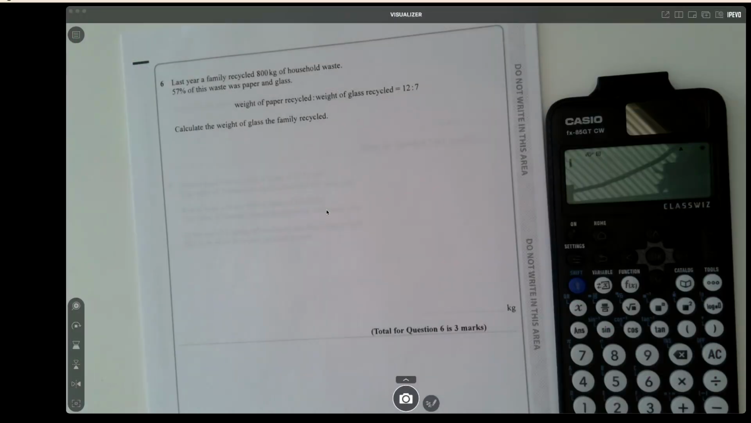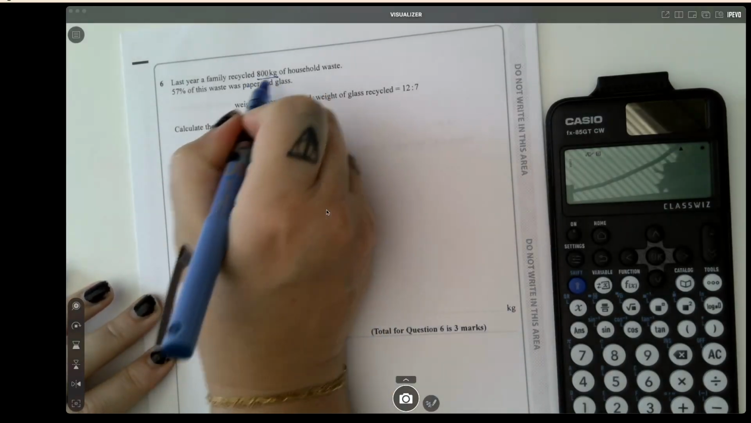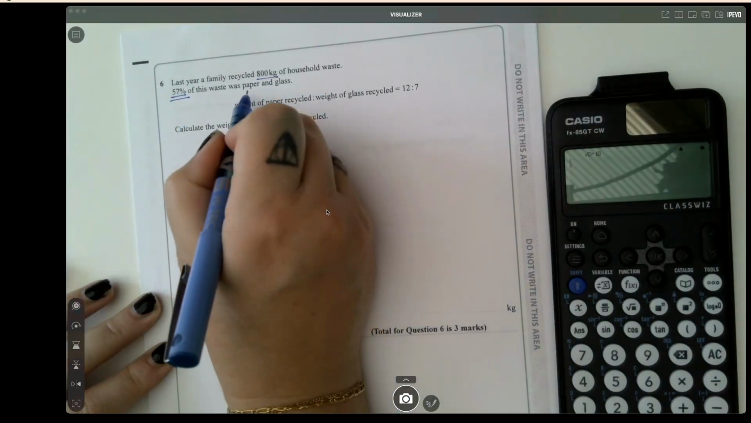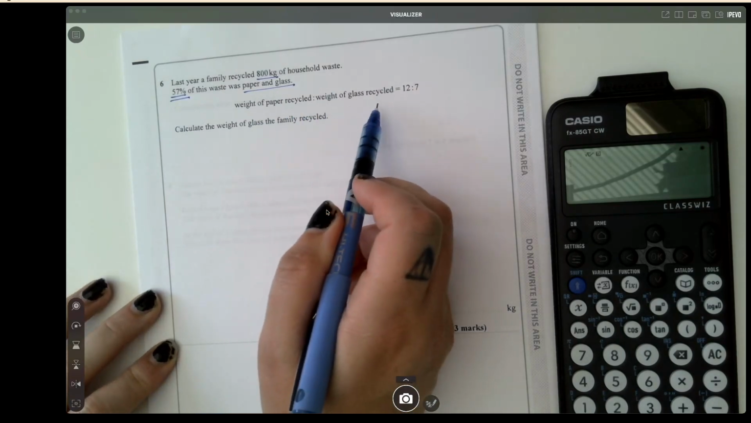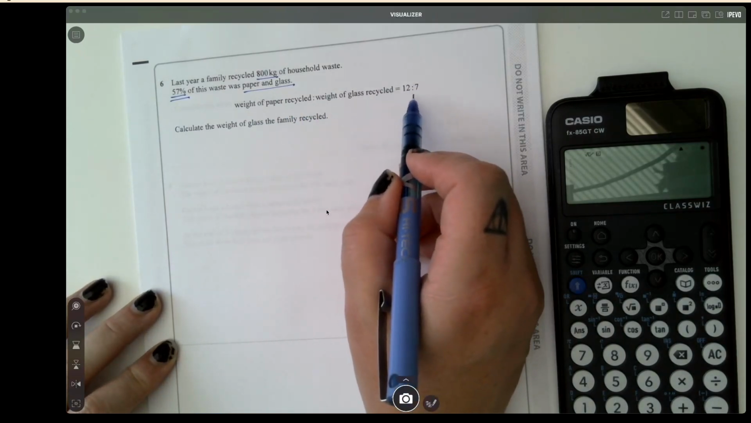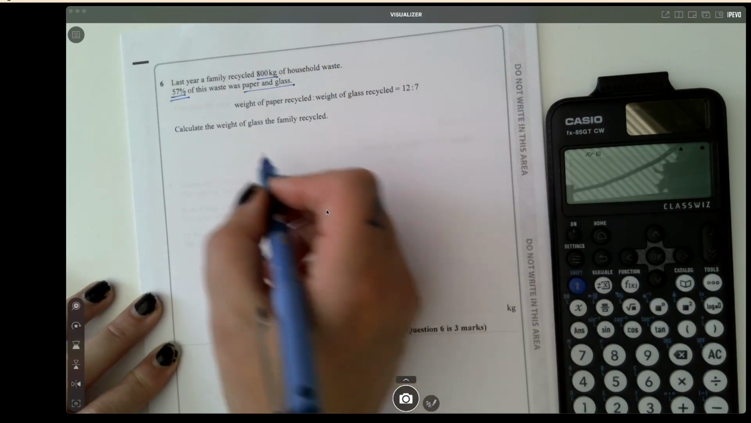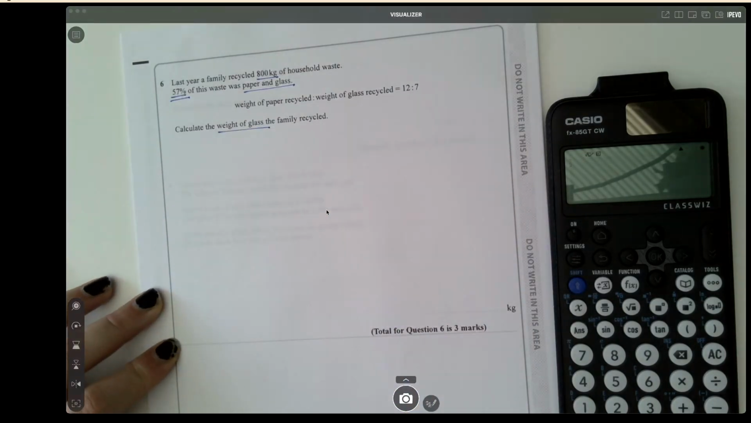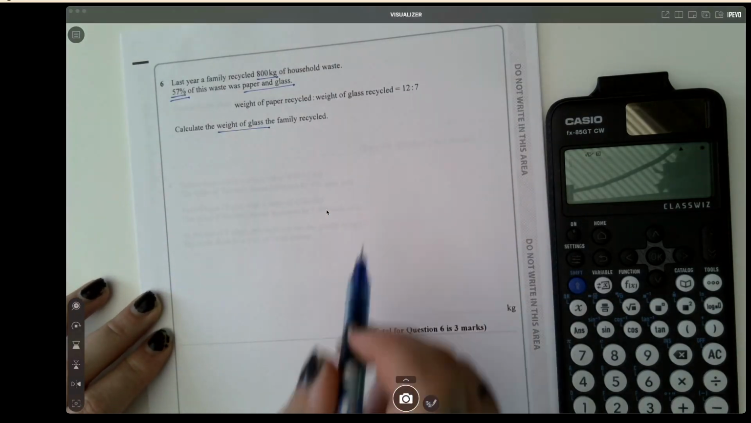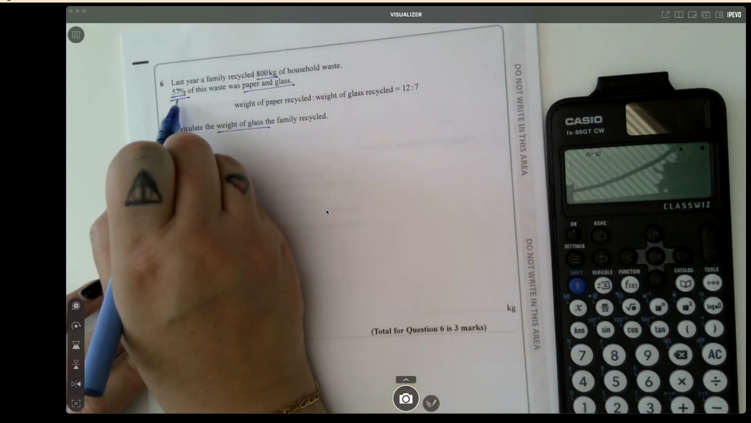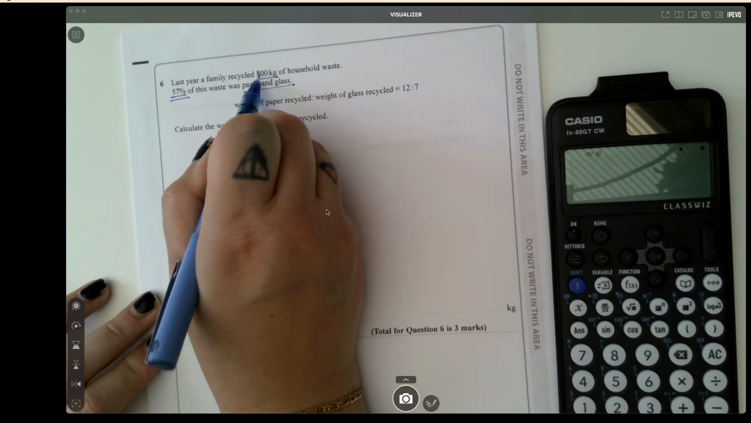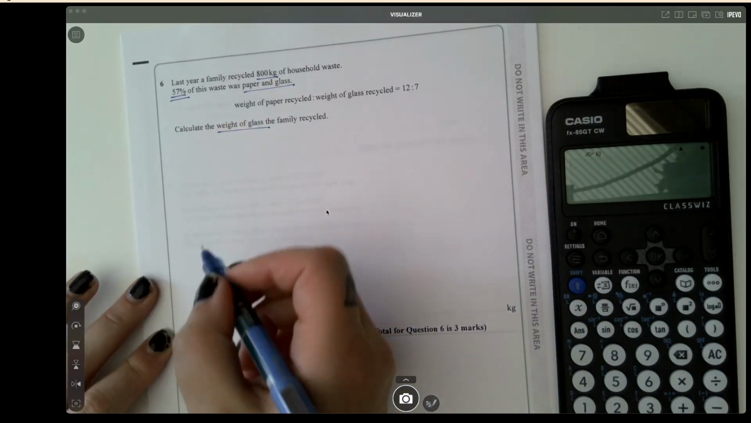Question 6. Last year, a family recycled 800 kilograms of household waste. 57% of this waste was paper and glass. The weight of the paper recycled to the weight of the glass recycled is written in the ratio 12:7. Calculate the weight of glass that the family recycled. So this ratio deals with paper and glass. Paper and glass is only 57% of this amount. So let's start by finding 57% of 800.